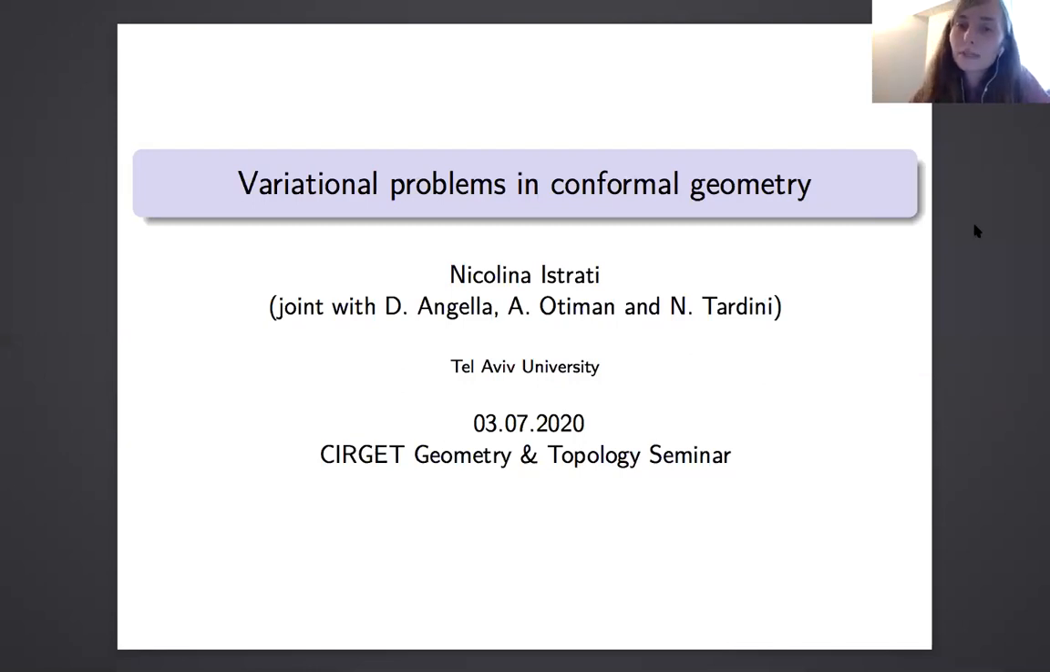So I will speak today about joint work with Daniele Angella, Alexandra Otiman, and Nicoletta Tardini concerning some special classes of almost Hermitian metrics on compact almost complex manifolds, and their relation to some natural functionals.